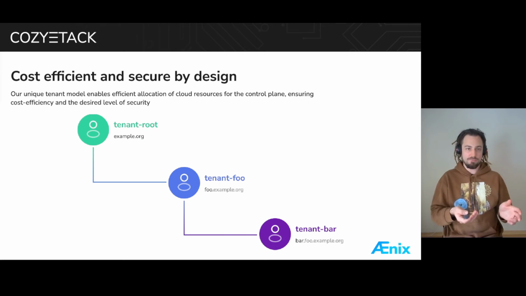We have a cost-efficient and secure tenant model. A tenant in Cozystack is the basic security entity, and every tenant can be installed inherited one by one. Every tenant gets its own domain. For example, under tenant root, tenant foo has a subdomain of root. Tenant bar has a subdomain of tenant foo. In case of need, you can replace the domain with your own.